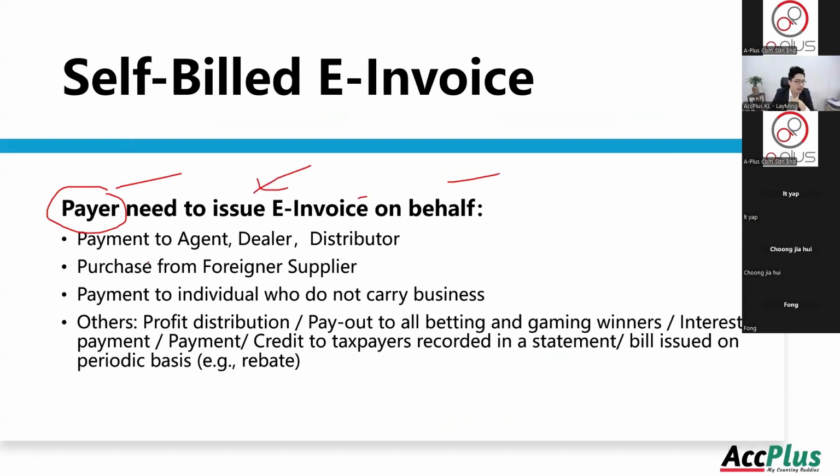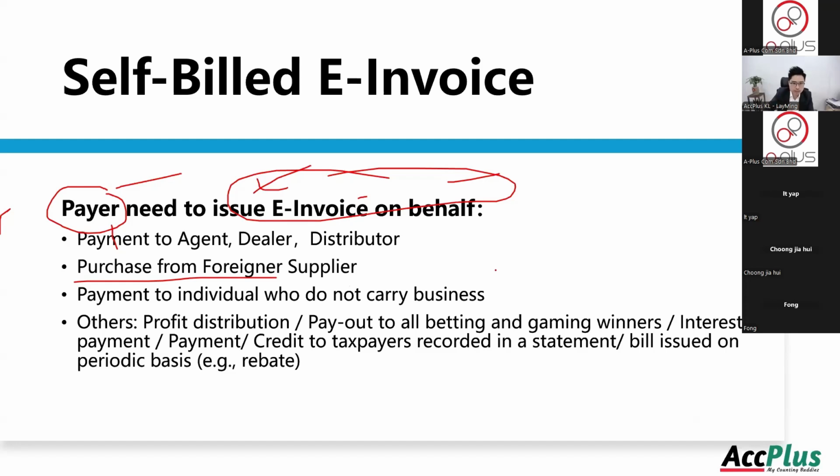If you are the company, for example, you are doing an insurance agency, so you will pay commissions to your agents, dealers, or distributors, or maybe you are doing wholesales. You do have a lot of agents, right? If you make payments to your agents, dealers, and distributors, you have to raise the e-invoice on behalf. Or if you purchase from a foreign supplier, you have to issue the e-invoice on behalf as well, because the foreign supplier is not in Malaysia. Of course, they will not comply with the e-invoice. You will never get an e-invoice from a foreign supplier, right? So if you buy something from a foreign supplier, you have to help them to issue the e-invoice.